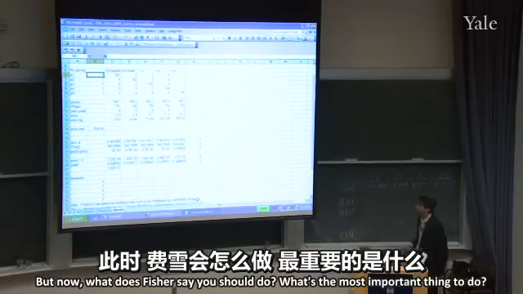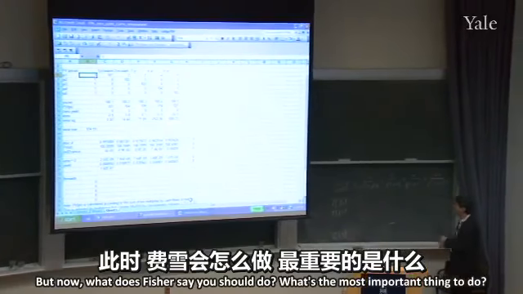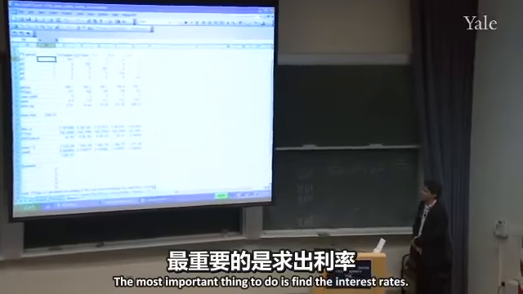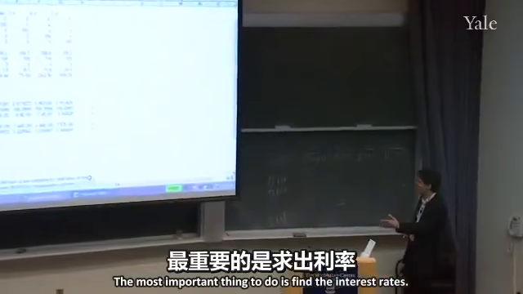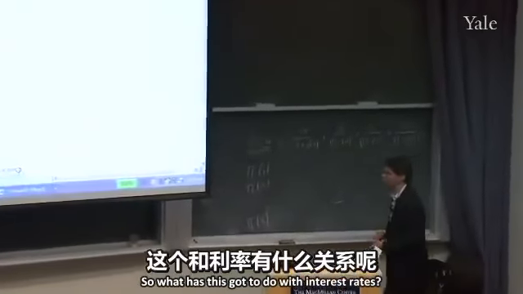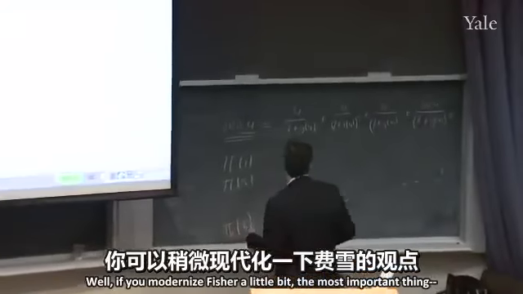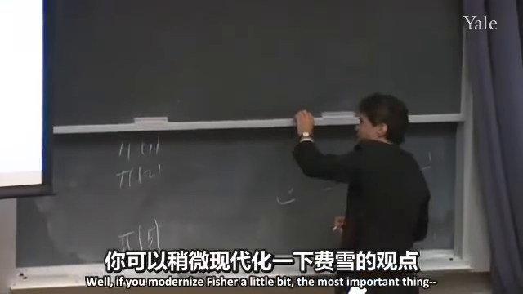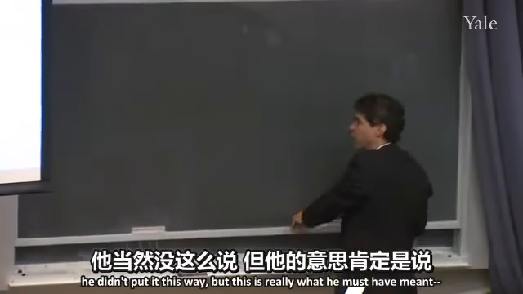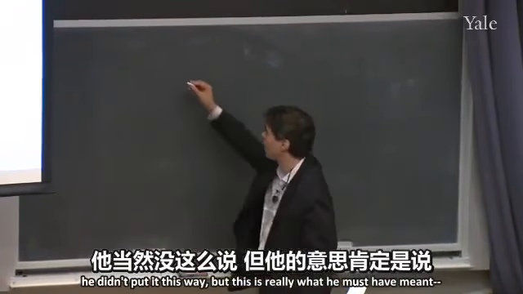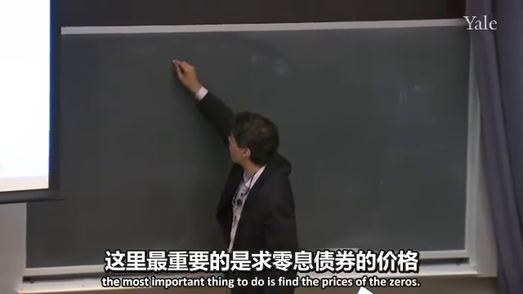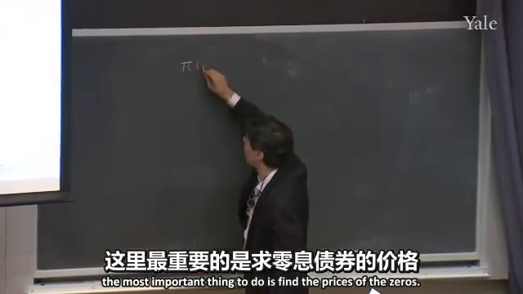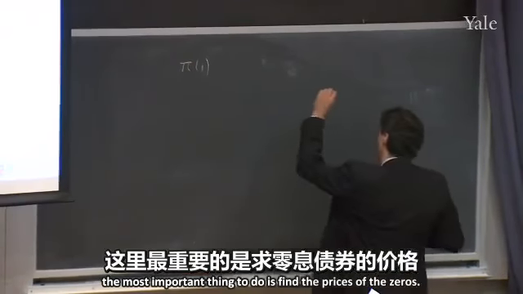But now what does Fisher say you should do? What's the most important thing to do? The most important thing to do is find the interest rates. So what has this got to do with interest rates? Well, if you modernize Fisher a little bit, he didn't put it this way, but this is really what he must have meant: the most important thing to do is find the prices of the zeros.